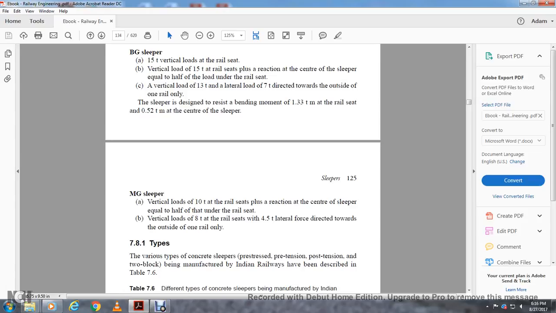For the meter gauge sleeper, the vertical load of 10 tons at the rail seat, plus the reaction of the sleeper, is equal to half a ton under the rail seat. The vertical load of 8 tons at the rail seat, with a 4.5 lateral force directed toward the outside, acts on one rail only.